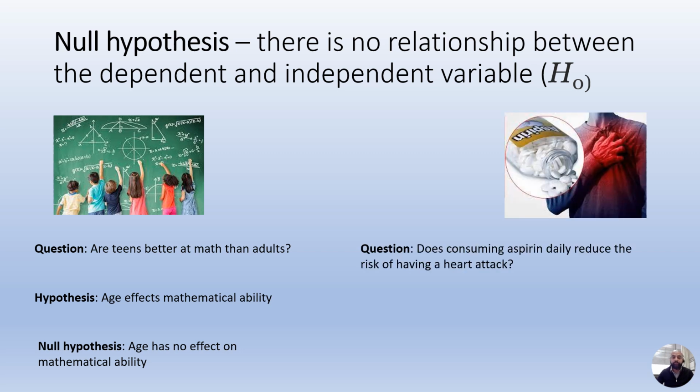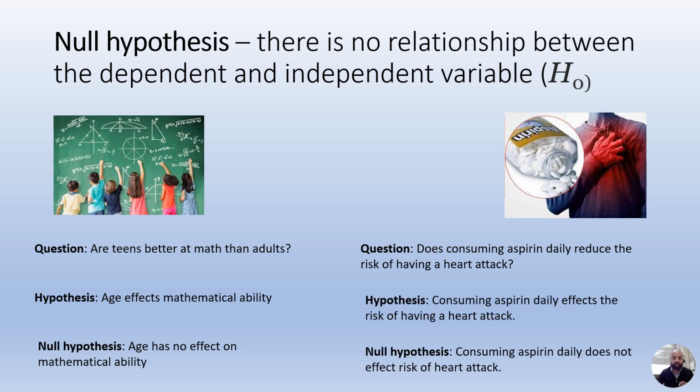Another example where we could say that the research question was, does consuming aspirin daily reduce the risk of having a heart attack? In this case, the hypothesis will be that consuming aspirin daily affects the risk of having a heart attack. And the null hypothesis will be consuming aspirin daily does not affect the risk of heart attack, or does not have any impact on the risk of heart attack. So this is the relationship between hypothesis and null hypothesis.